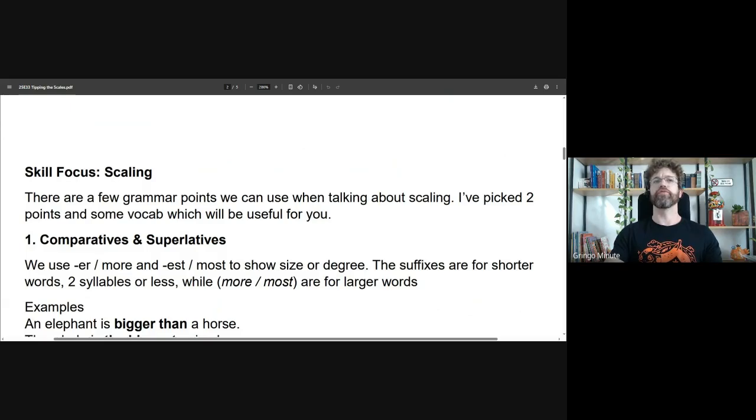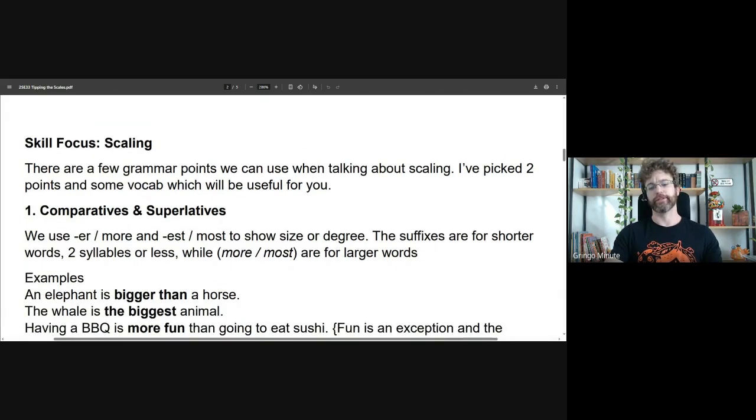Part 2, our skill focus, scaling. And when I thought about this, I thought of 3 things I thought were worth talking about. Number 1, comparatives and superlatives. And in Portuguese, we kind of only have 4 irregulars. We have maior, menor, melhor, e pior. Not only that, we only have 1 word for the superlative, o mais legal, and the comparative, mais legal que.